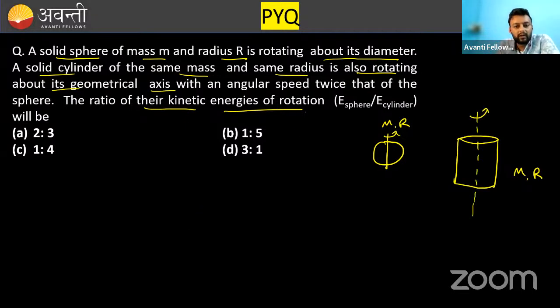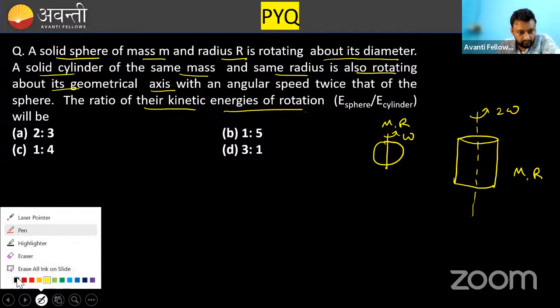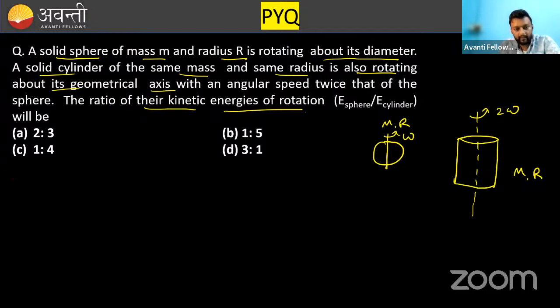This is rotating with an angular speed twice that of the sphere. That means if the sphere is moving with angular speed omega, this is moving with angular speed 2 omega. Clear? Omega and 2 omega. Now you have to calculate the ratio of the energy of the sphere to the energy of the cylindrical body. Now listen.